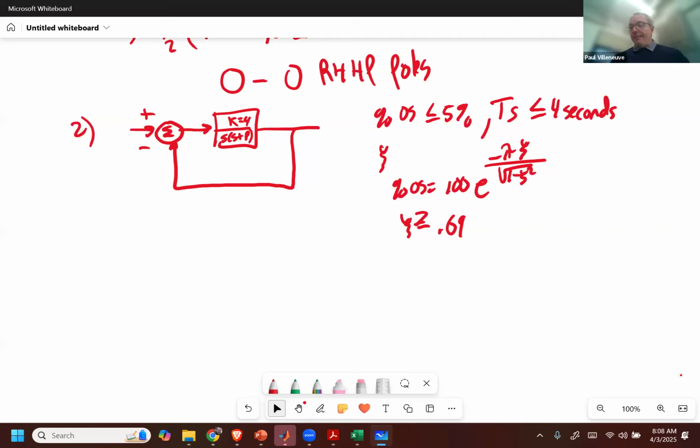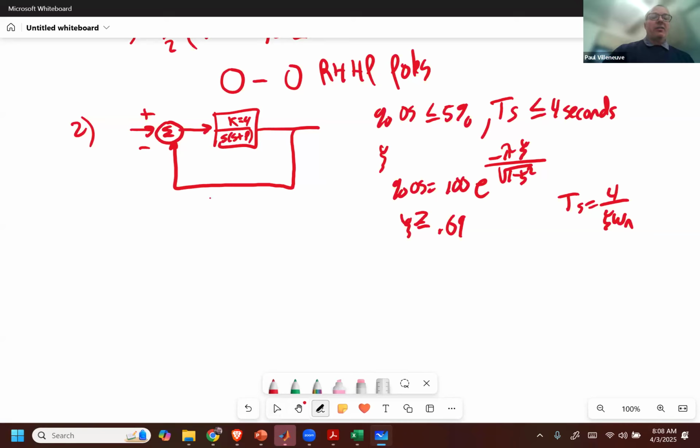My settling time, my equation for settling time, is 4 over omega sub n. It's possible to solve for omega sub n, but let's go ahead and see if we can get P, because we know what zeta needs to be greater than or equal to. Let's go ahead and see if we can solve for that.